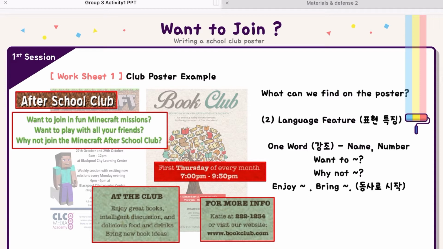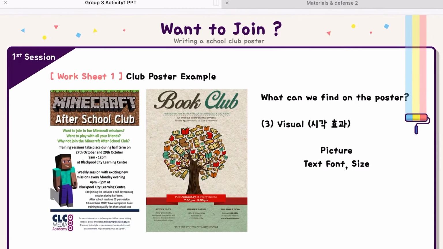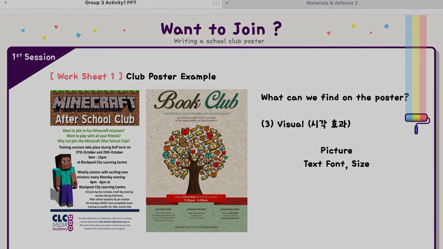Okay, shall we move on to the final section? What about the design? Isaac. Well, we thought for highlighting some important information, we could make the font bigger or thicker. Exactly. Here, especially for posters, visual content is way important. So when you make your own poster, please remember that you should make it as visually appealing as possible.